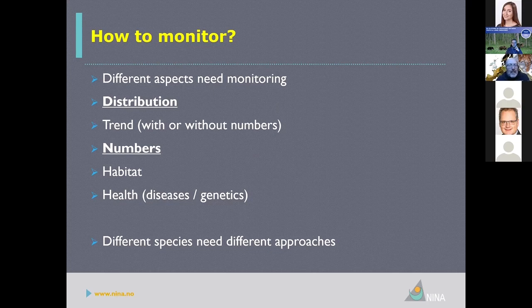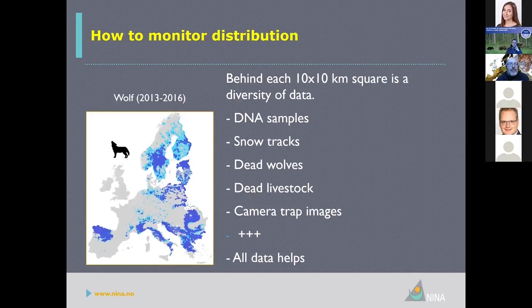Just to take an example of distribution. For the last 15 years, the LCIE has been trying to produce these European overview maps of distribution of wolf, bear, lynx, and wolverine. And we have these nice maps which have little squares. Each square is a 10 by 10 kilometer grid cell. The data behind these maps is incredibly diverse.